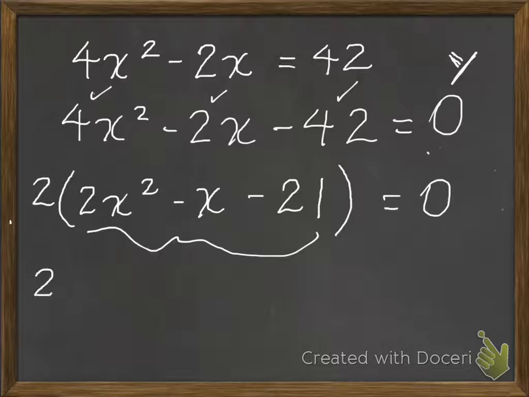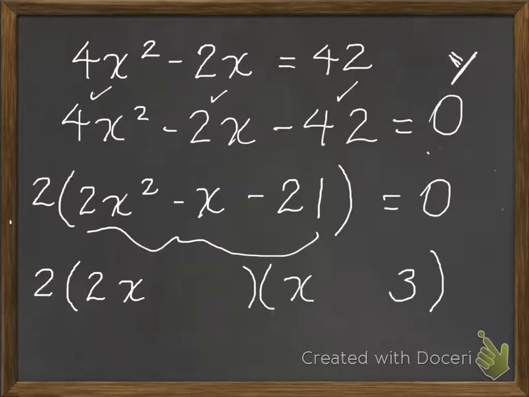So I'm going to use the FOIL method, guess and check. I guess that 2x times x is going to give me the first term, 2x squared. And then I guess, and this may take you more than one guess, or you can use the factoring by grouping method, the product sum factoring method. It's otherwise called the PSF method. But I'm using the FOIL or guess and check method.